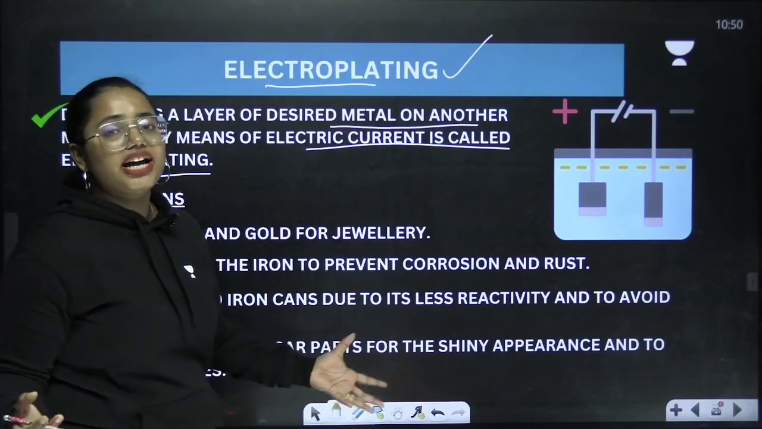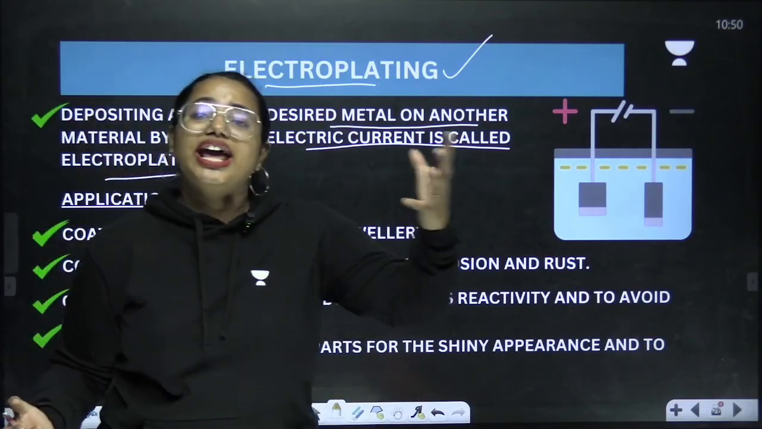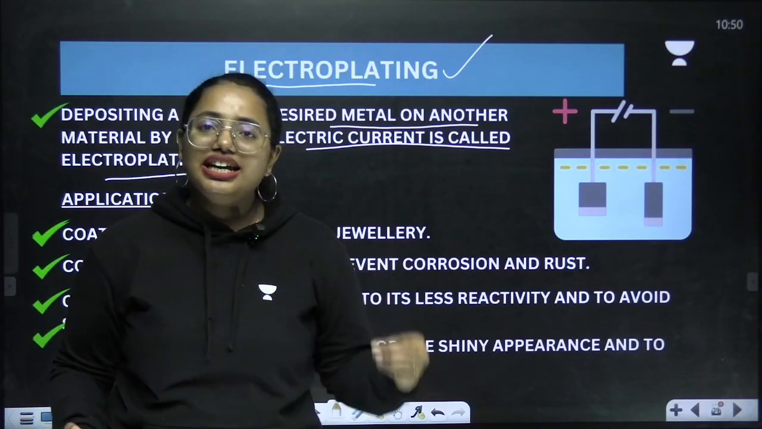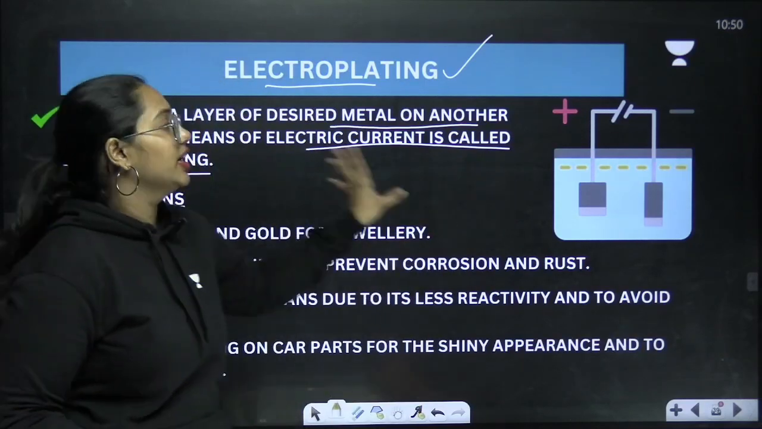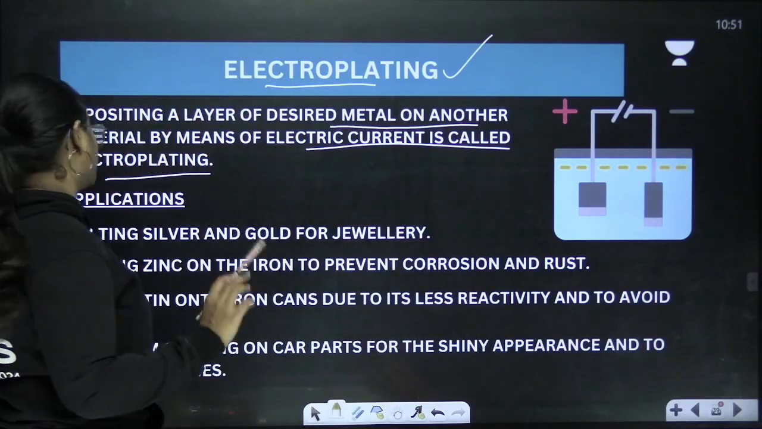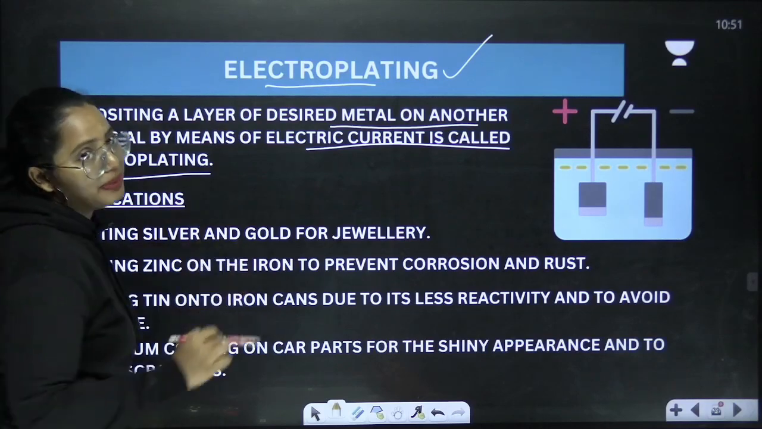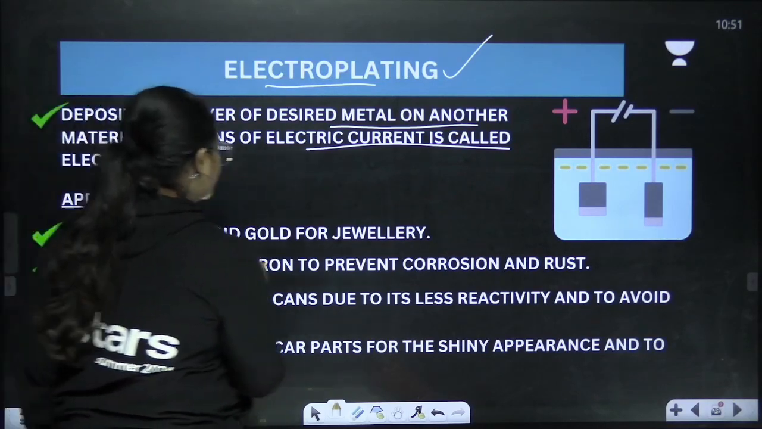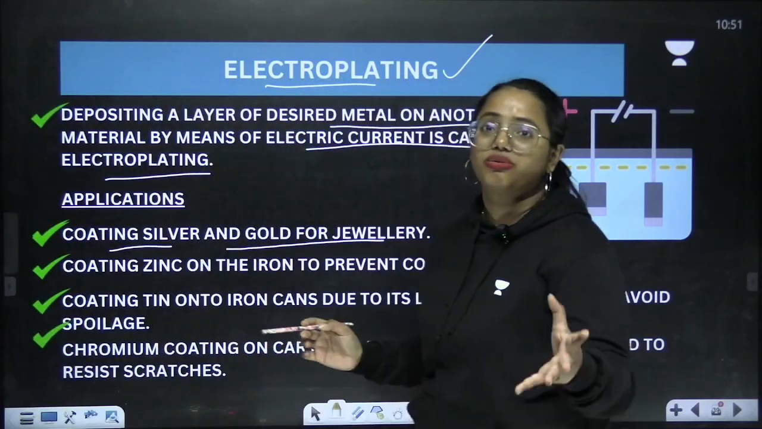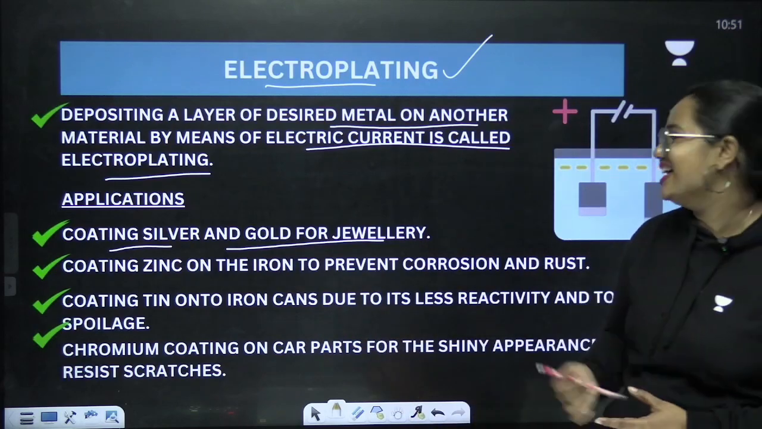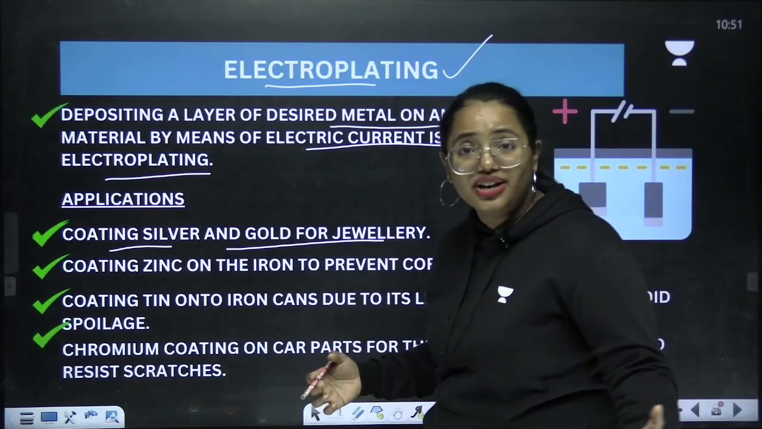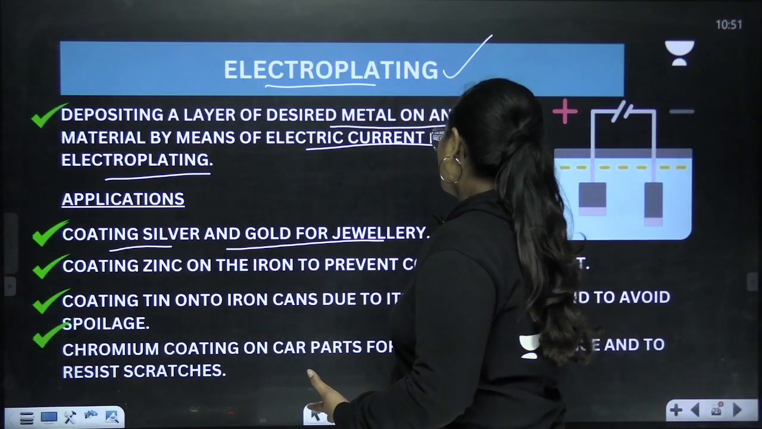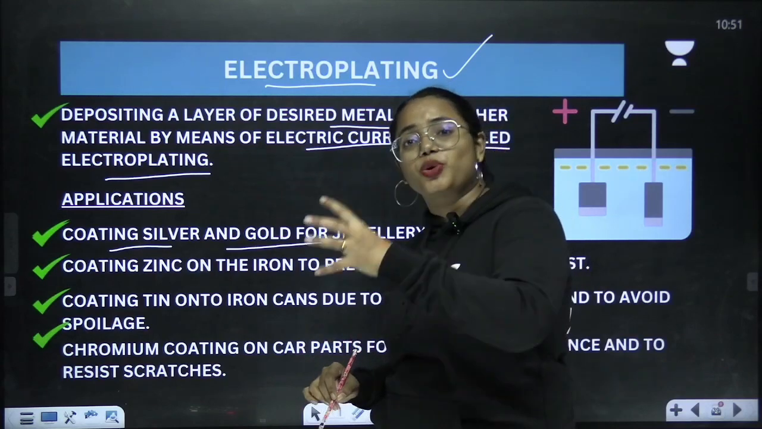So what does that mean? We are coating a metal on another material. Clear? Using this particular effect. So let's see how it is going to happen. What are the various applications? Coating silver and gold for jewelry. We all love jewelry, right? So if you want to coat silver or gold, you can make use of this particular process.